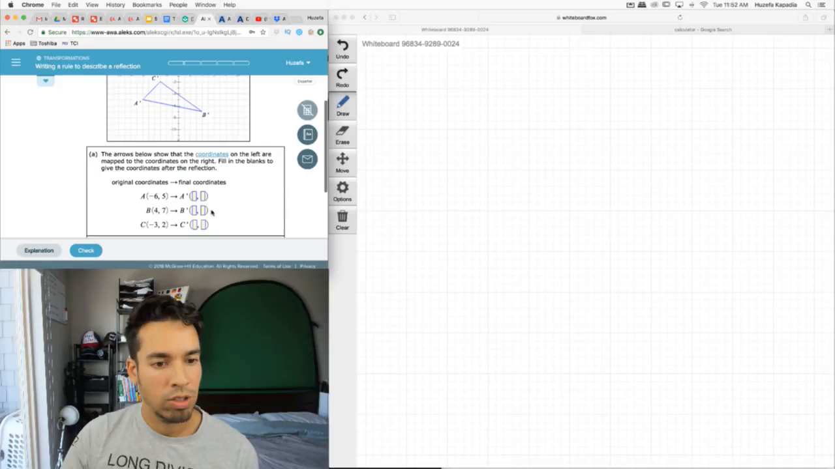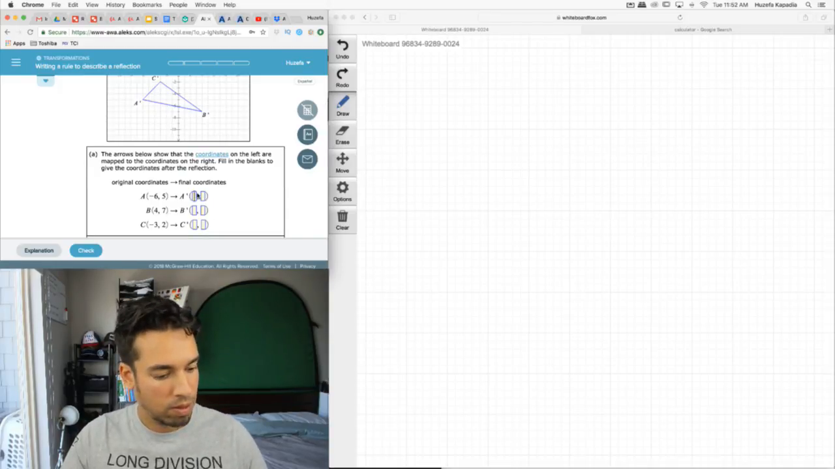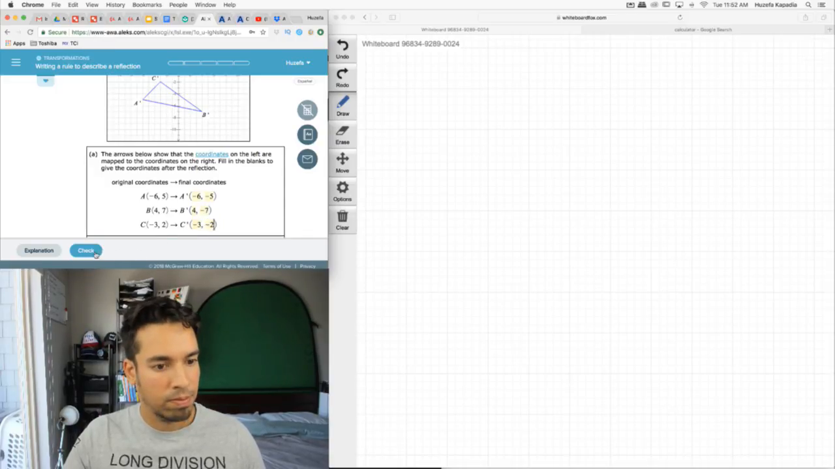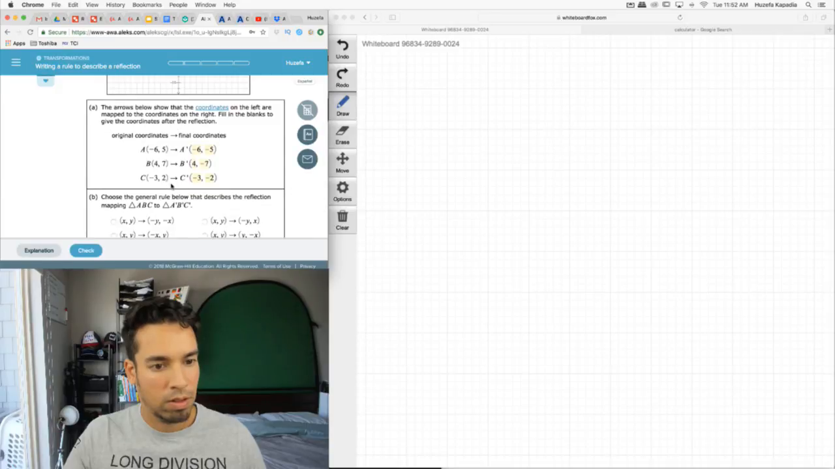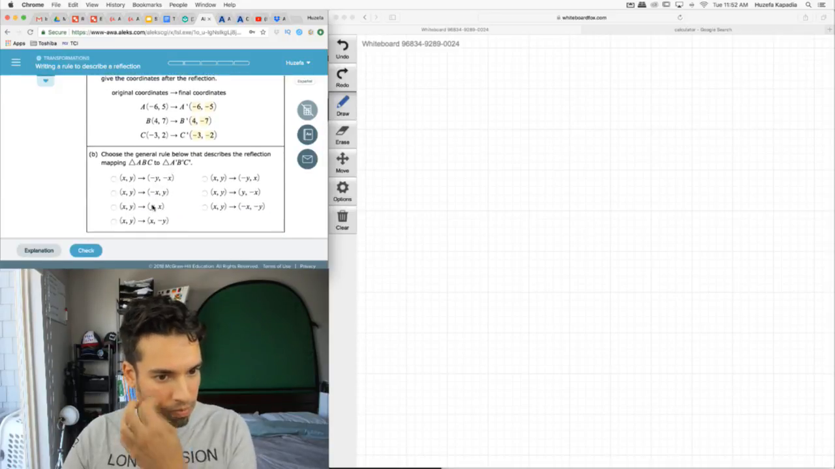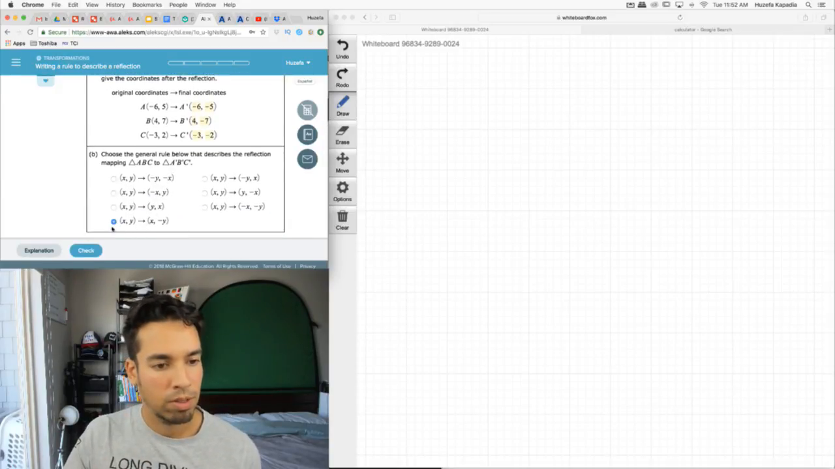So all the x values are the same: negative 6, 4, and negative 3. But what happens to these guys? The signs flip. So positive 5 goes to negative 5. Positive 7 goes to negative 7. Positive 2 goes to negative 2. Oh, wait. So the rule is the x stays the same and the y flips.